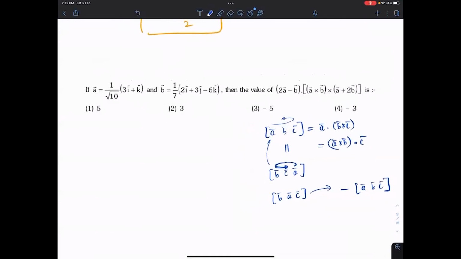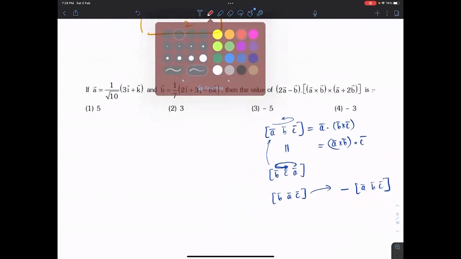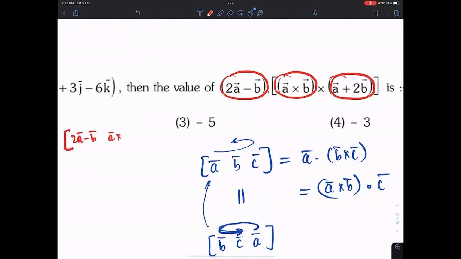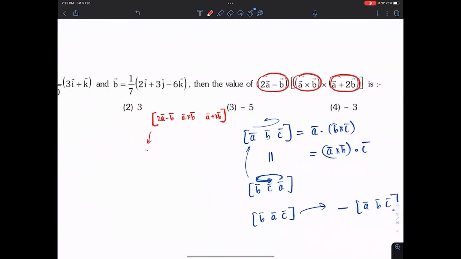Now, for example, if you see this, whatever they have given, there are 1, 2, and 3. These are the 3 vectors or not? So can I say that is box of 2A bar minus B bar, A bar cross B bar, and A bar plus 2B bar, like that. Okay. And if you need box product, then you just need to write the vectors in each row. So first row will be 2A bar minus B bar, second row A bar cross B bar, third row A bar plus 2B bar.